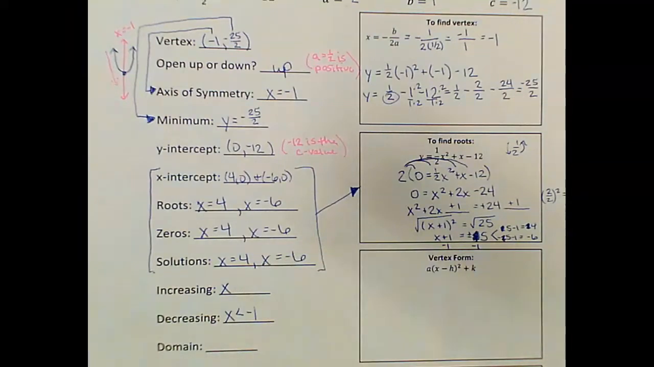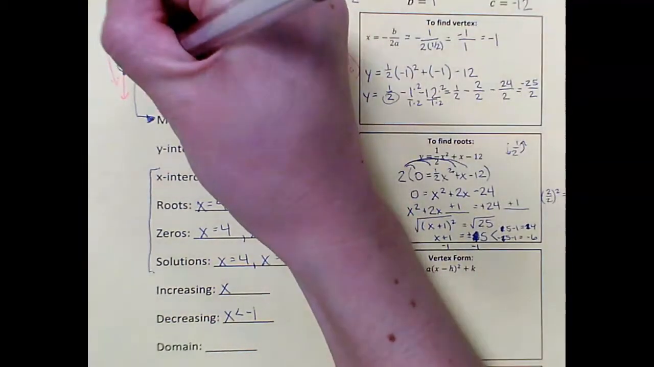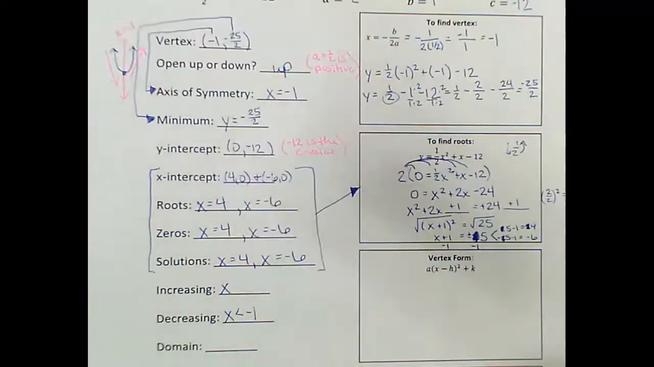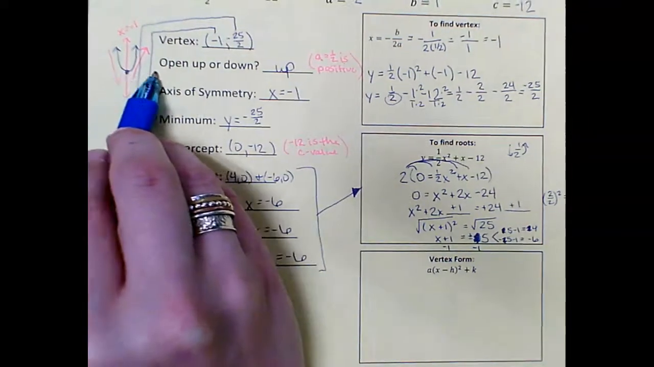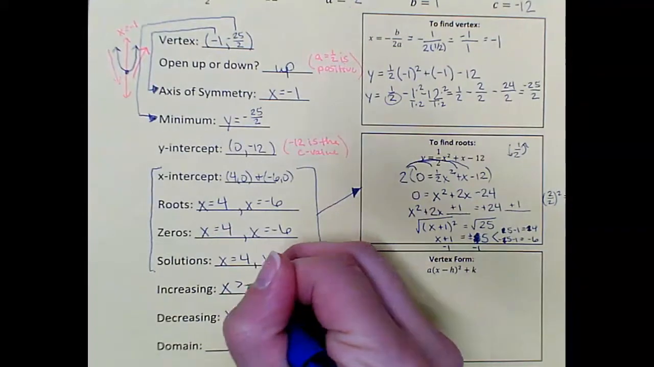Now, once it hits the axis of symmetry, what happens? The graph starts to increase. So if the graph is increasing on the right, that's all the x values that are to the right of -1, or greater than -1.